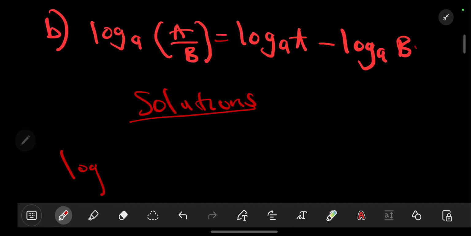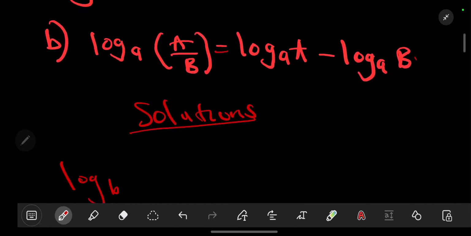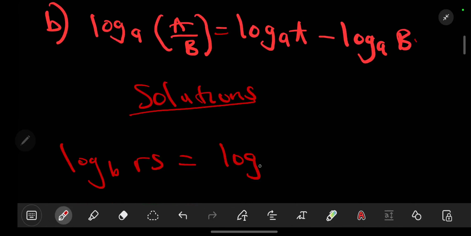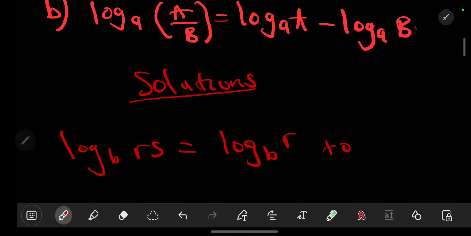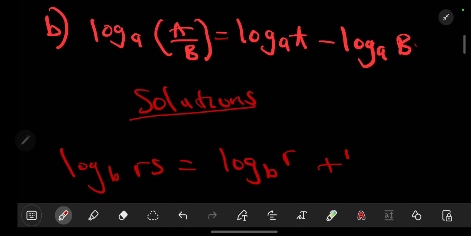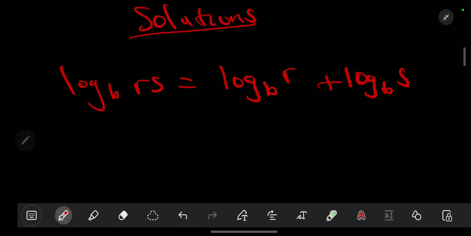So the first one is the log of base b of rs should be equal to the log of r base b, plus the log of s base b, like that. So what we are going to do is this. We have to come up with this same exact expression, but we are going to use these separate entities.